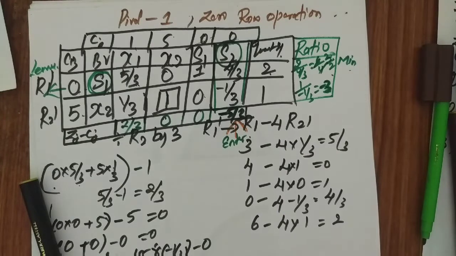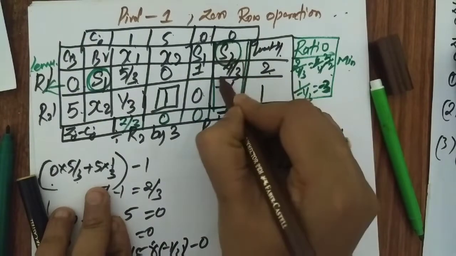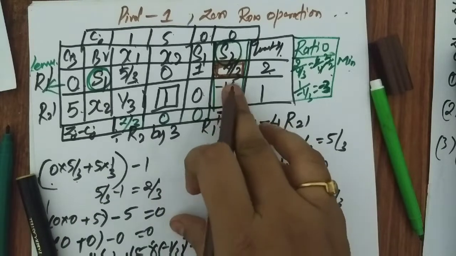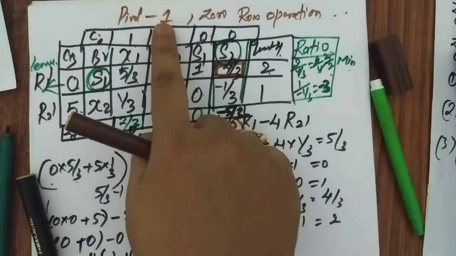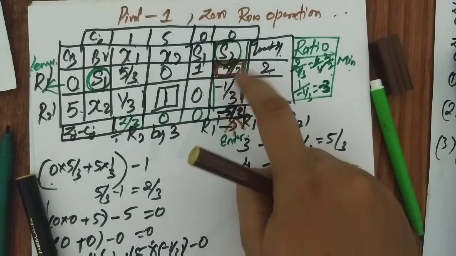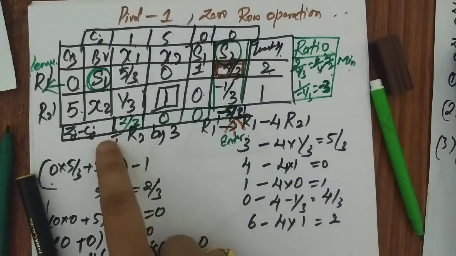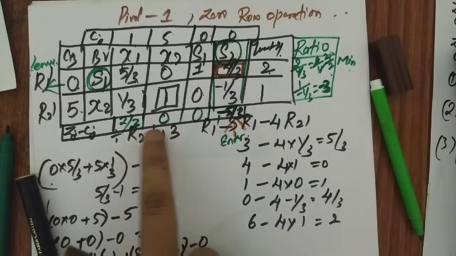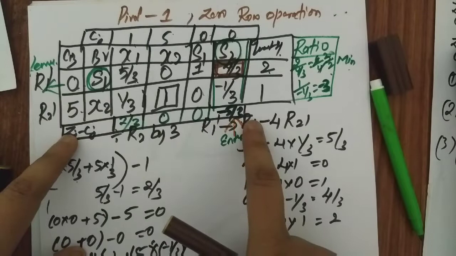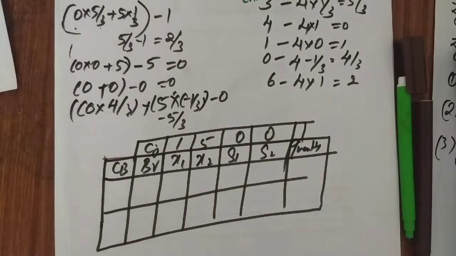So repeat the same process what we did in the previous step. The intersection of these two, entering and leaving variable, forms the pivotal. This pivotal has to be made 1 and the other elements of that column have to be made 0. And repeat the process. You can repeat the process until Zj minus Cj is all positive. When all these are positive, you will attain a feasible solution.